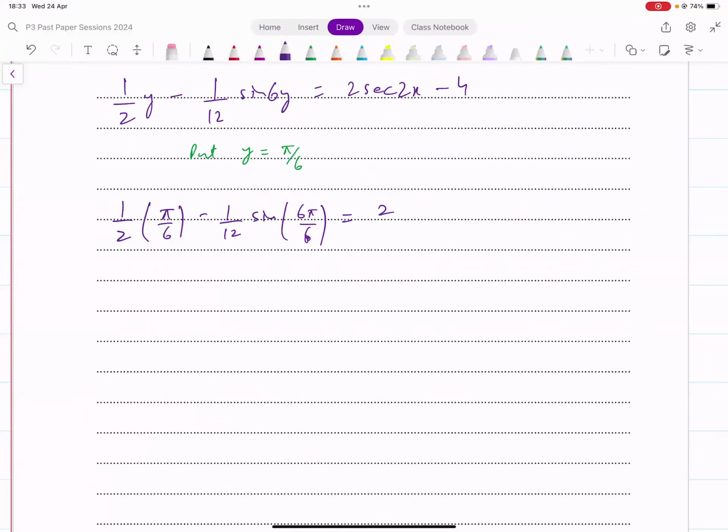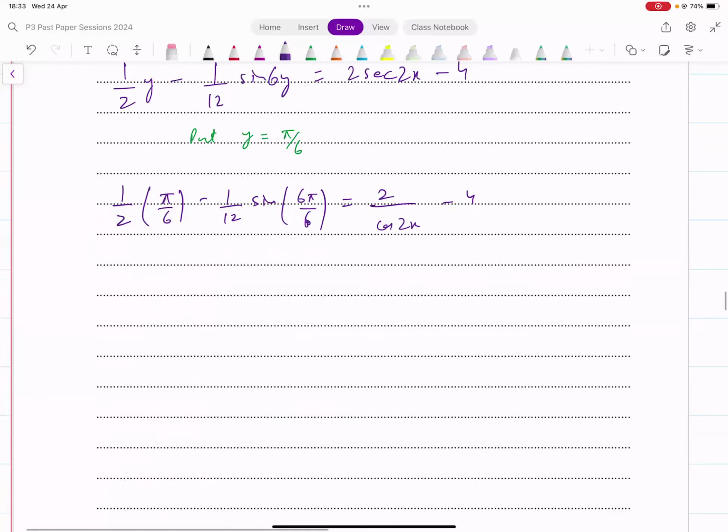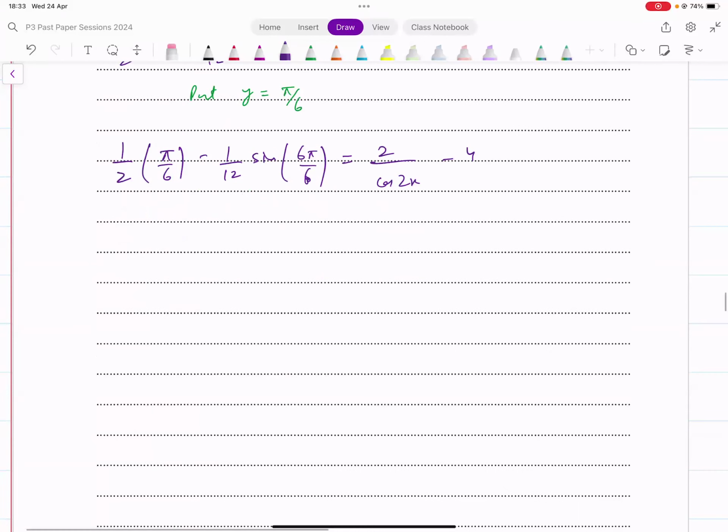Let's write that in terms of cos. It will be 2 over cos of 2x minus 4. This is the equation that we now need to solve. How do we do that? 1 over 2 into pi over 6, that's pi over 12. Minus 1 over 12 into sine of pi. Sine of pi is 0, so this just becomes 0.